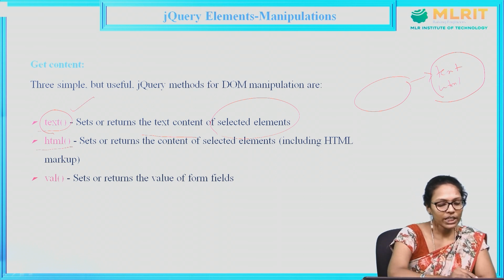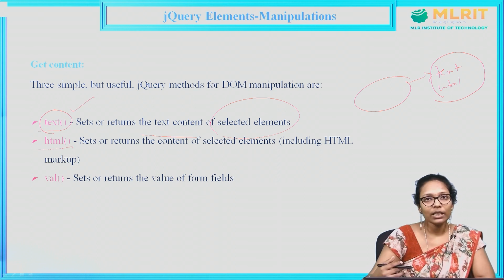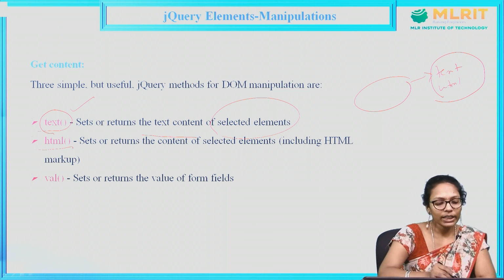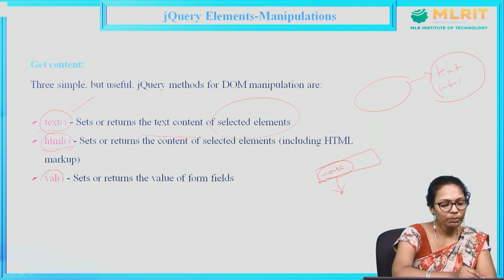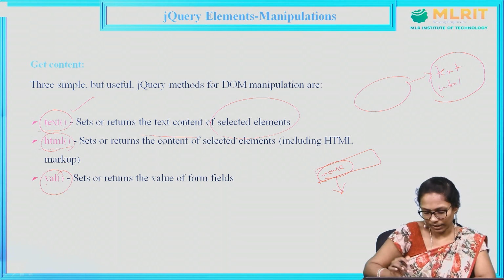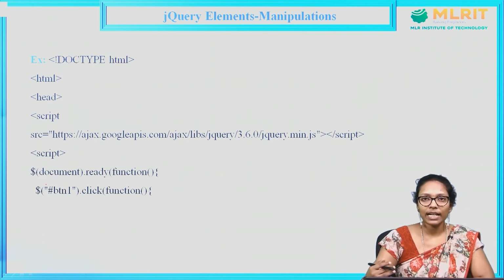Coming to the html method, each element will also have some HTML content, HTML markup. So how to get that content? Using this html method. And to get the value, we have an element, a text field, and some value I have entered in that. So how to retrieve this value? That value can be retrieved using a method called val. We'll see one example to understand these functions.